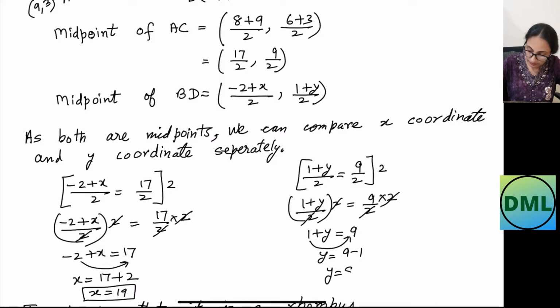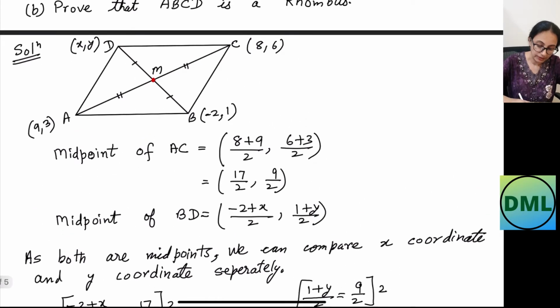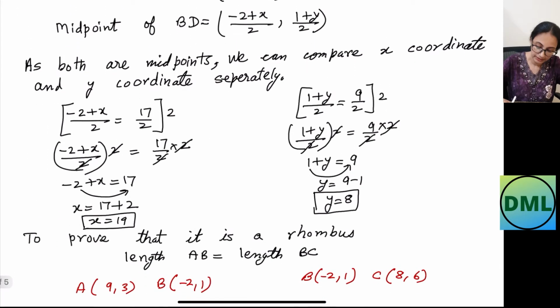So y is equal to 8. That is the answer for the y. So the D point has the coordinates x and y, and we got the answer: the D point has the x coordinate 19 and y coordinate 8. This is the first answer, we got it.